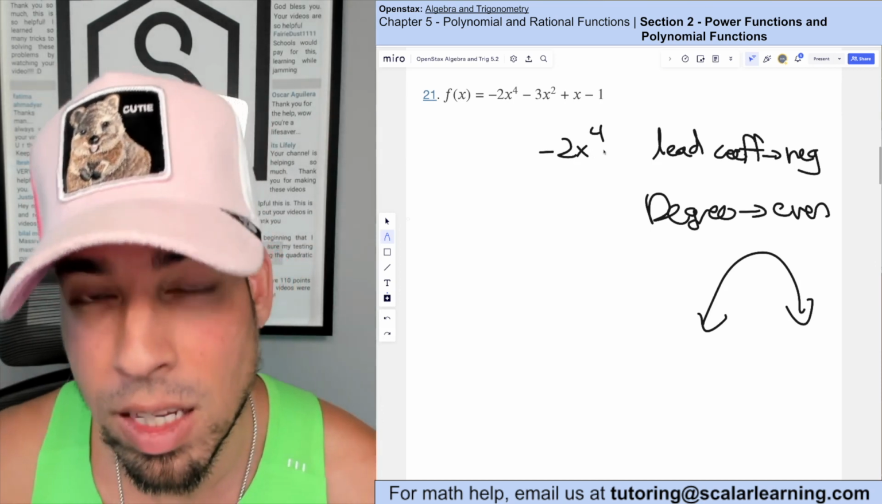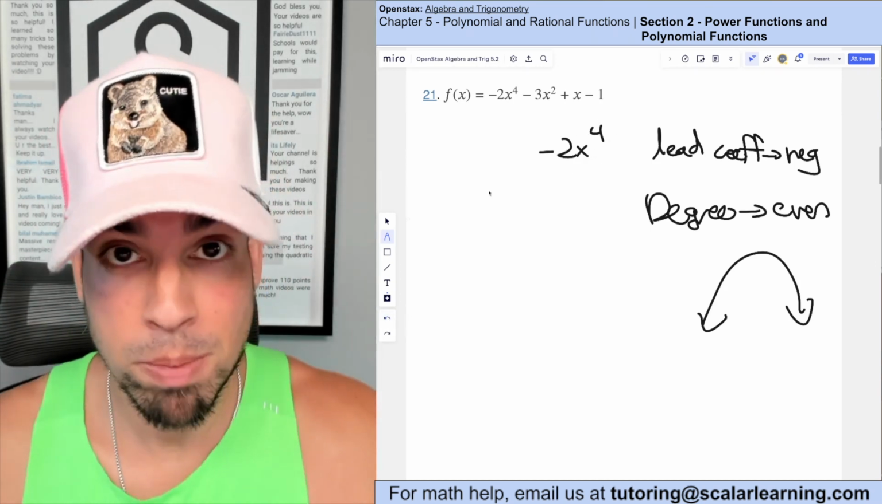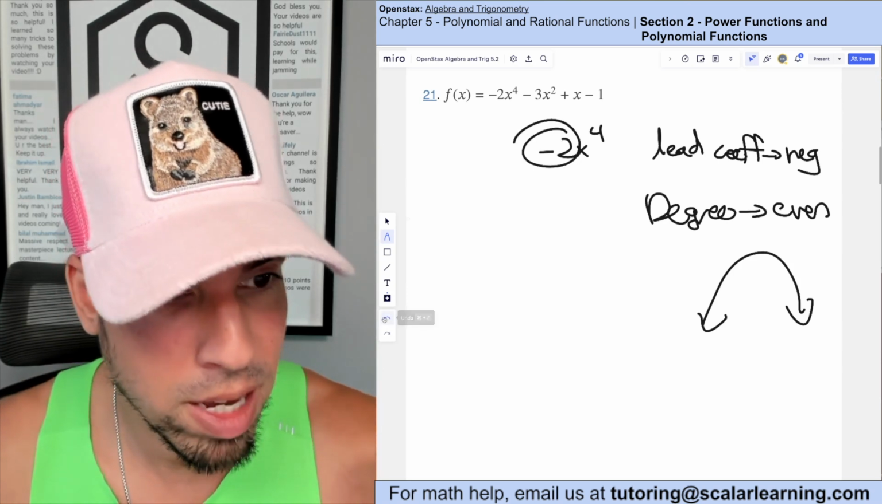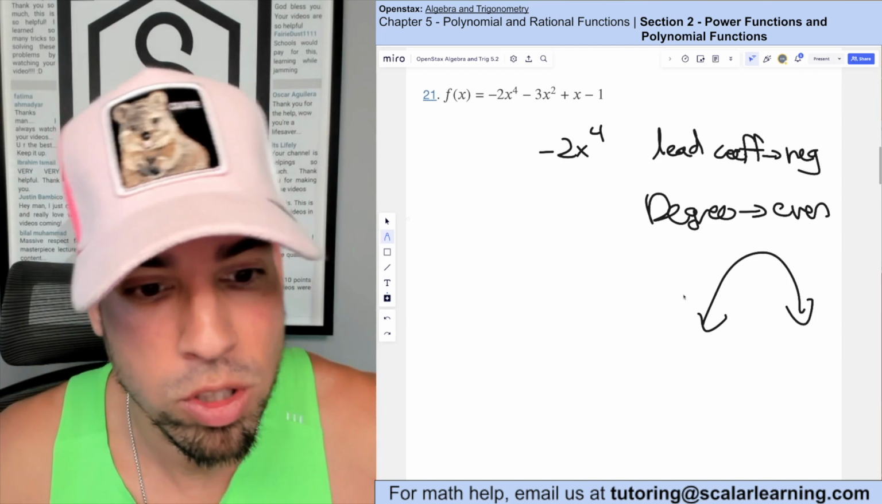Likewise, when you plug in negative 10, negative 100, negative 1,000, we're getting, again, these big positive numbers that at the end are going to be multiplied by negative 2. And it's going to be, again, these massive negative numbers. So we're going down and down.